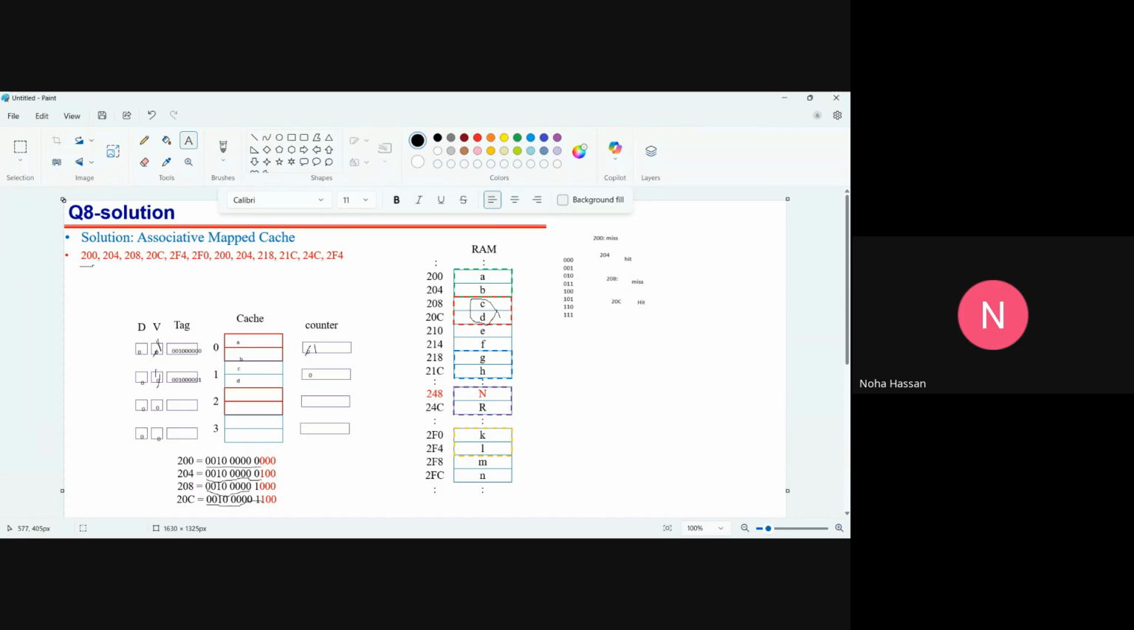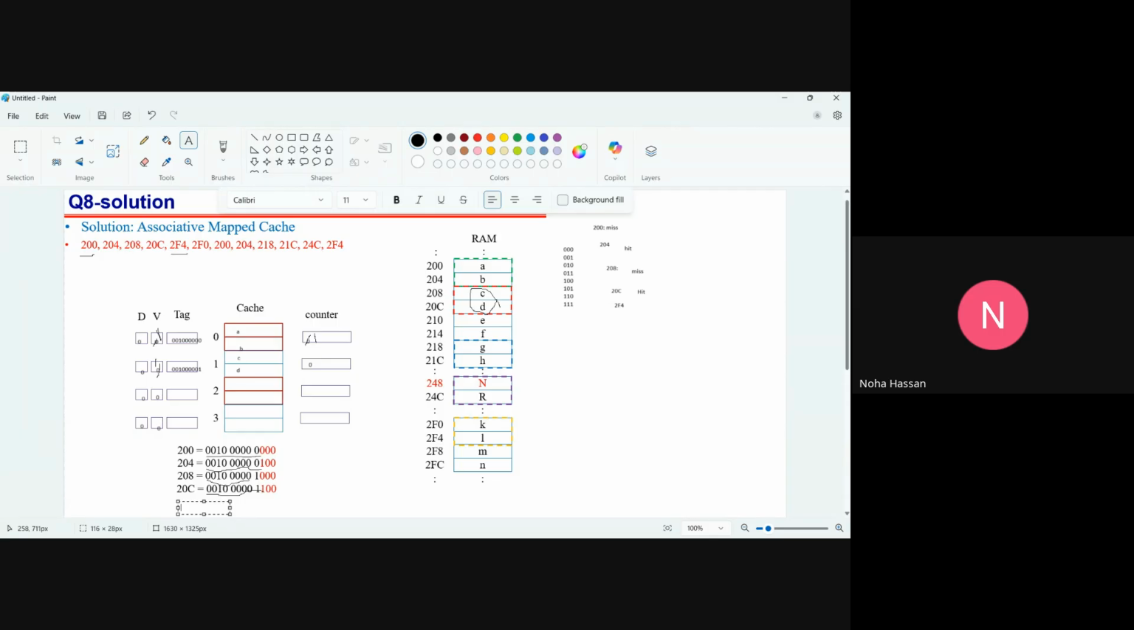Okay, let's move to, now we are here, we are in 2F4. So let's start with this one. Let's place it here. 2F4. So what is the tag corresponding to this? So I need to write the equivalent binary number. Let's write it here.